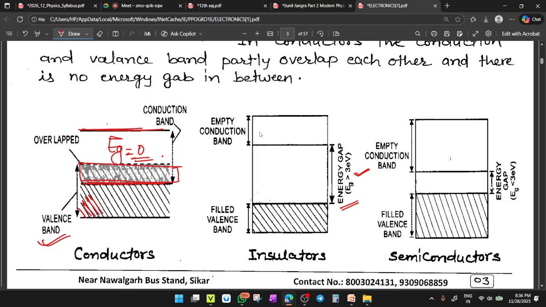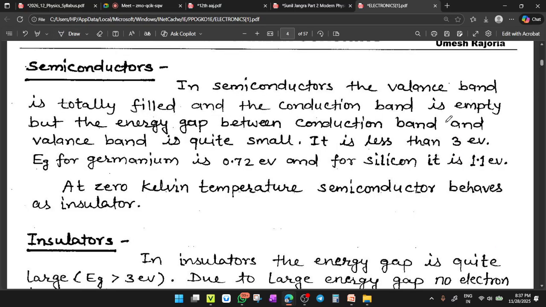So there is an empty conduction band and a filled valence band. Yes, the valence band is filled and the conduction band is empty. For a semiconductor, the diagram is at 0 Kelvin. The filled valence band will be there, but the conduction band will be empty. After giving some amount of heating, the electron from the valence band will jump into the conduction band. Fine. And the energy gap is less than 3 electron volt.